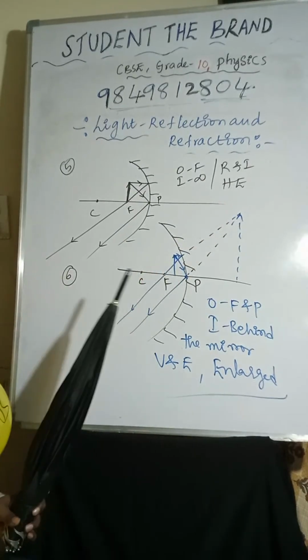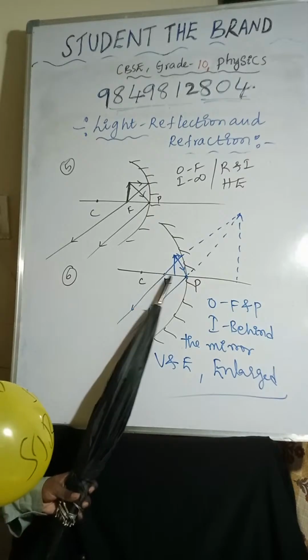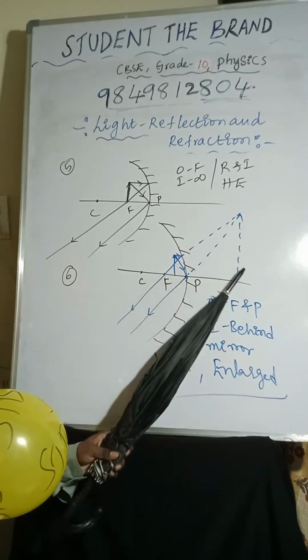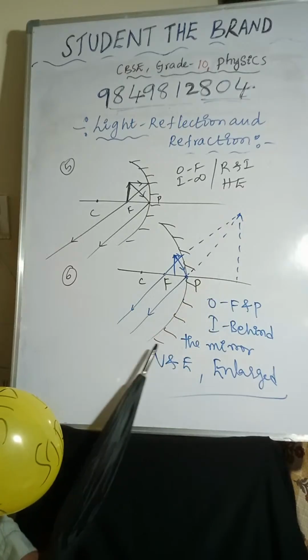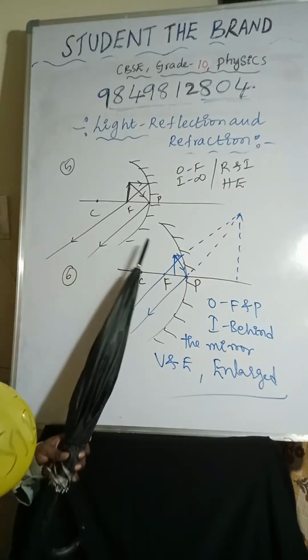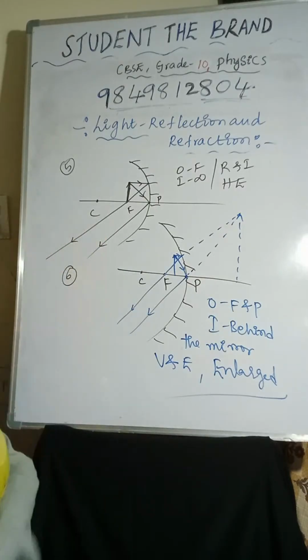Coming to the object placed between F and P. Object is placed between F and P. Image will form behind the mirror. Nature of the image is virtual, erect and enlarged. So this is about concave mirror image formations.